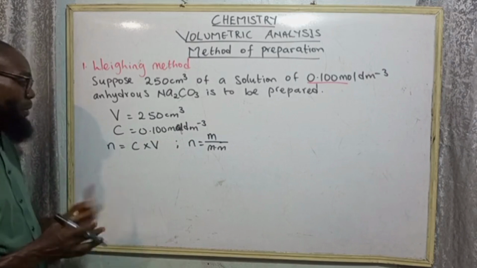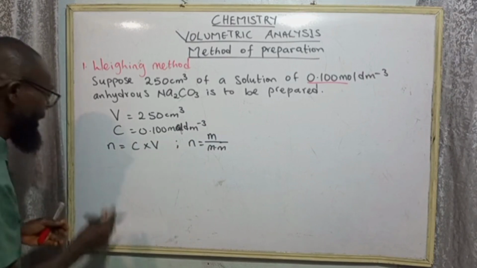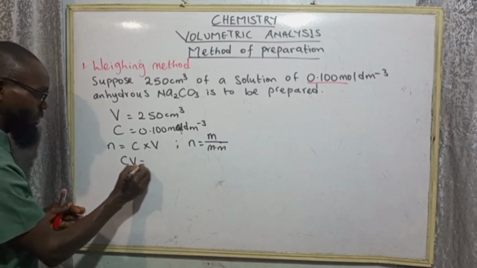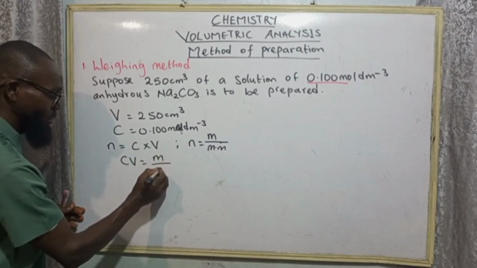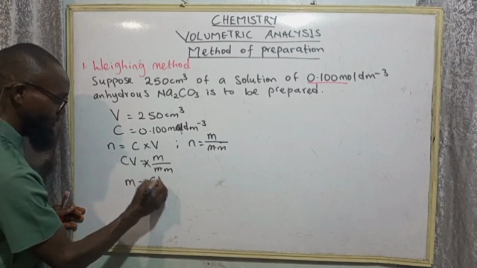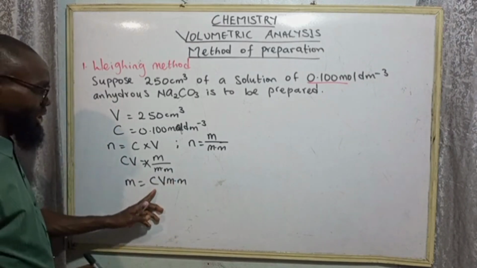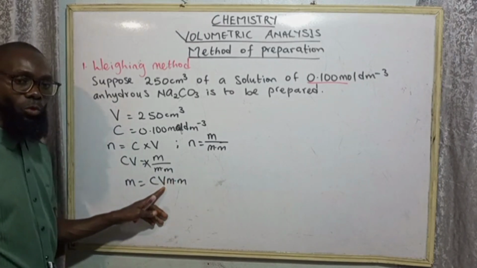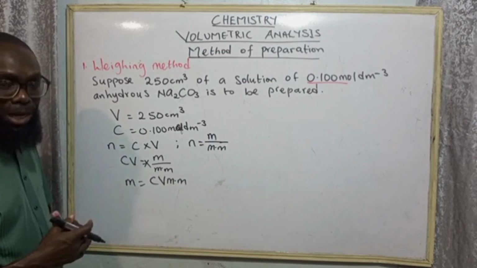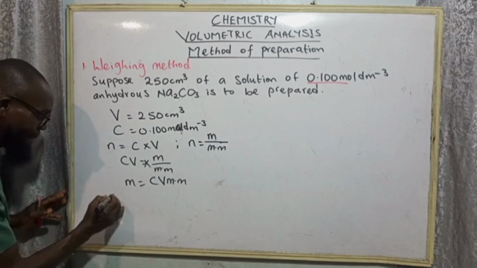Solution. Now from here, we can equate these formulas together and say n equals n. So we have CV equals mass over molar mass. Then our mass will equal CV multiplied by what? Molar mass. Now, we know our concentration, we know our volume, which will be converted into decimeter cube. Then we can calculate our molar mass from this.